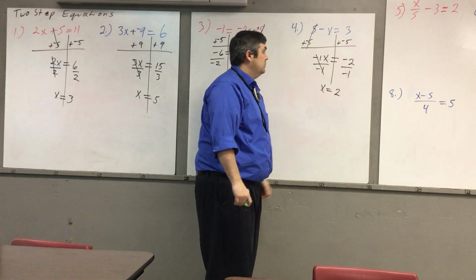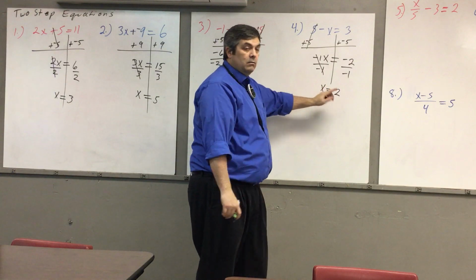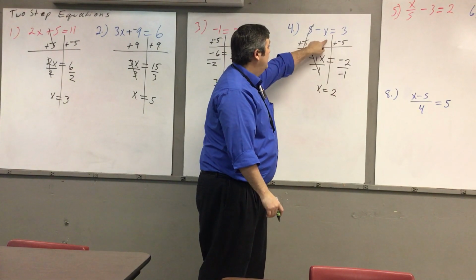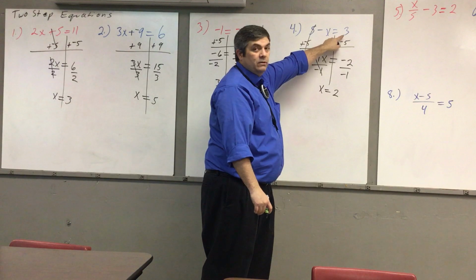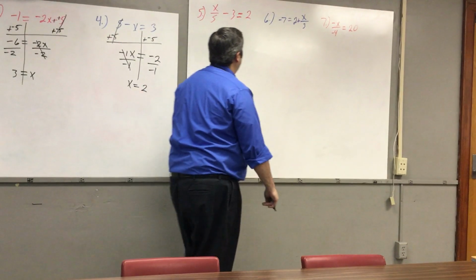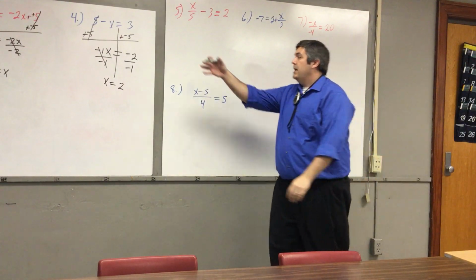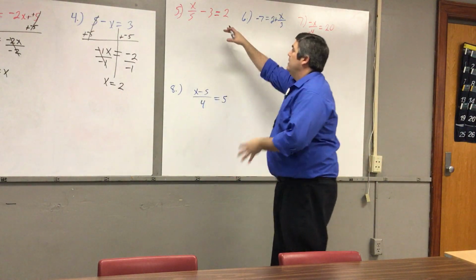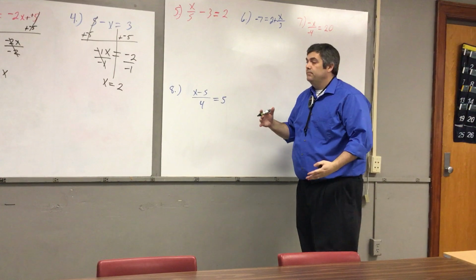Okay? X equals 2. Again, check it. Before you go on, check it. Plug that in there. 5 minus 2 gets me 3. I'm good to go. Okay? Be careful with those. All right. So a lot of those had multiplication in front of them. Now we get into these, we have division.